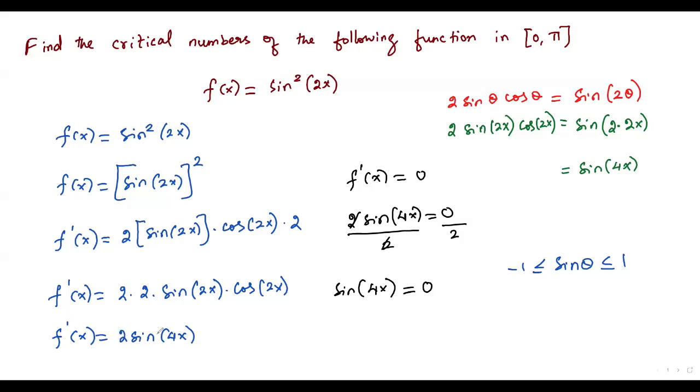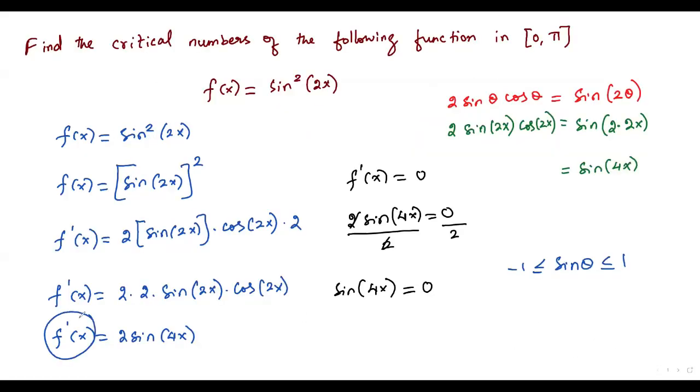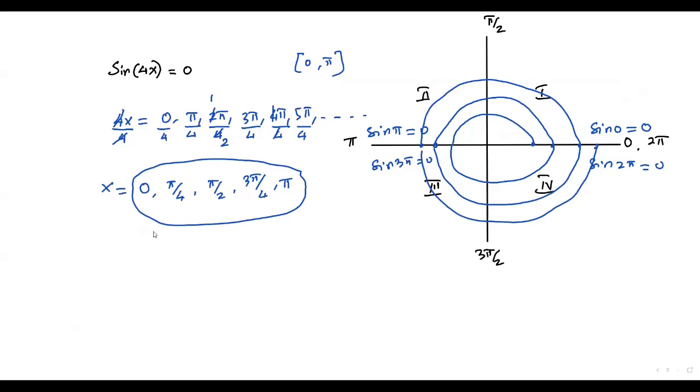You may have a question: if there is any value of x for which f prime of x becomes undefined, what do we have to do? The value of x for which the first derivative becomes undefined should also be considered a critical number, along with the numbers we got by equating the first derivative to 0. But here, for any real value of x, the first derivative will never become undefined. So we won't get any critical number from this check. Now we have to consider only the values of x we got by equating the first derivative to 0: 0, pi over 4, pi over 2, 3 pi over 4, pi. These are all the critical numbers for the given function.